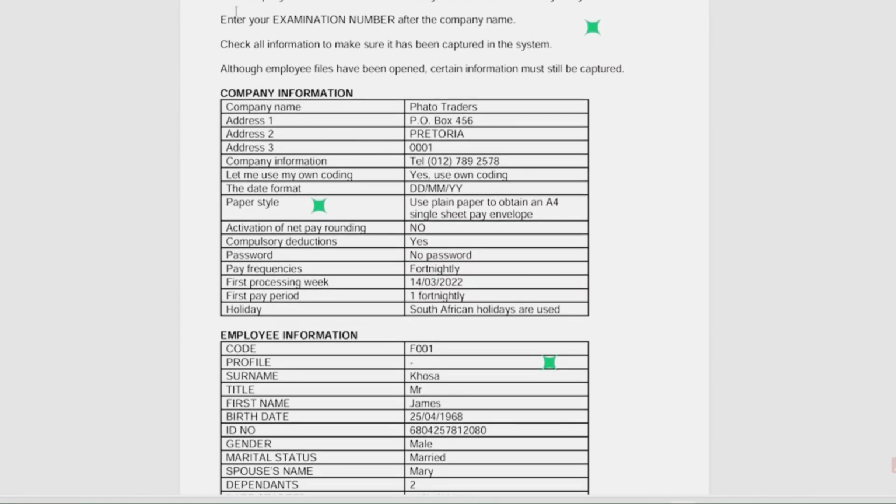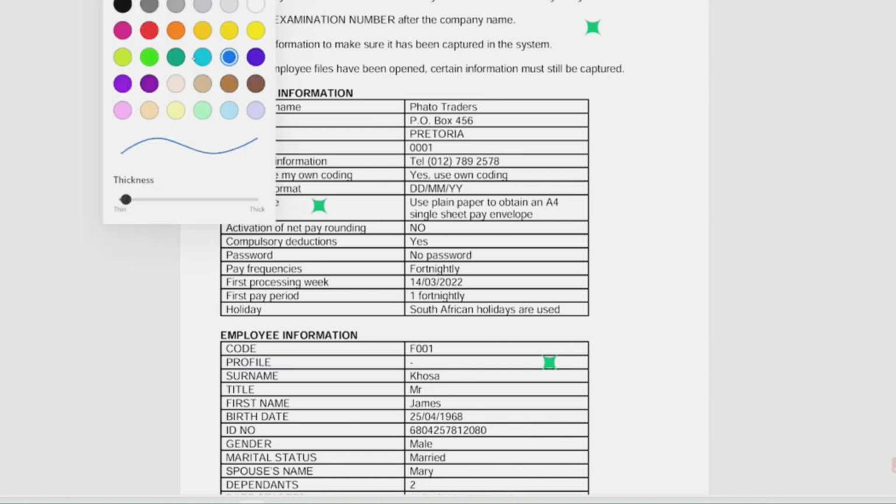You are given a company. They said the company Payroll Traders has already been created on a payroll system. Enter the examination number after the company name. Okay, the company has been created for you. You don't have to worry about that. The most important part is this one, where you are required to enter the examination number.